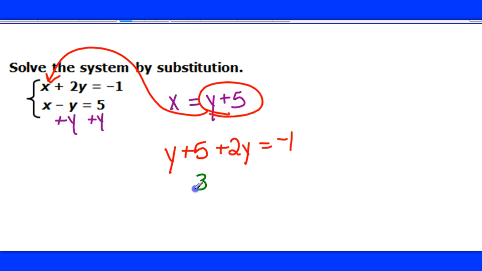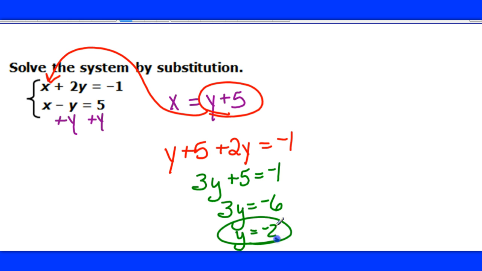So that's going to give me 3y plus 5 is equal to -1. Subtract 5. 3y is equal to -6. Divide by 3. Y is equal to -2. Now I know y is equal to -2.